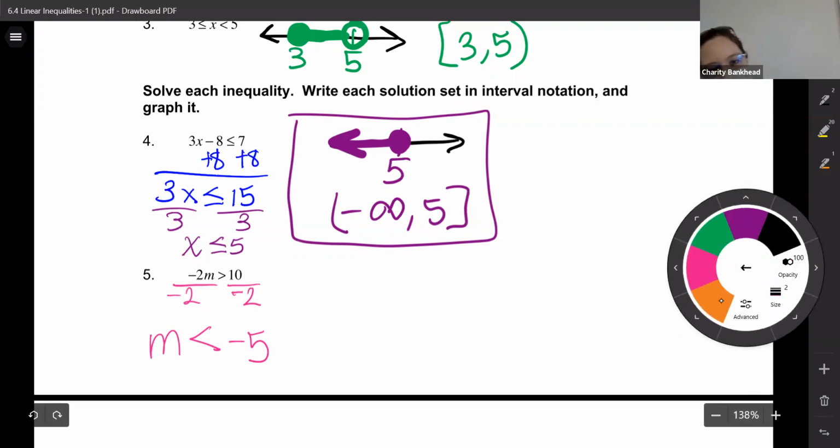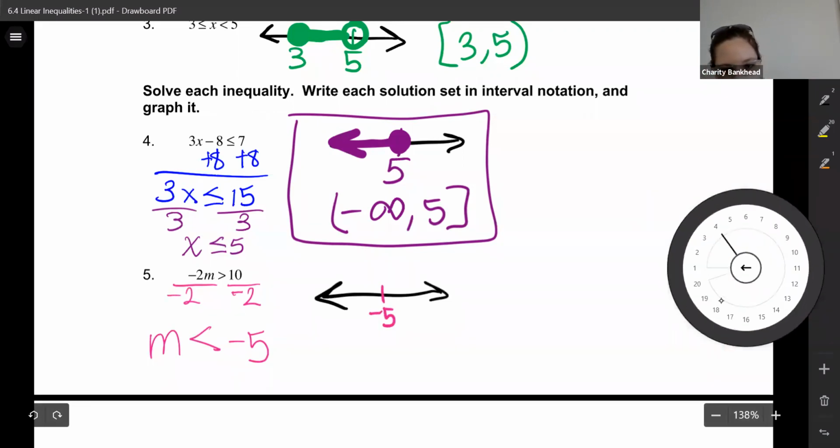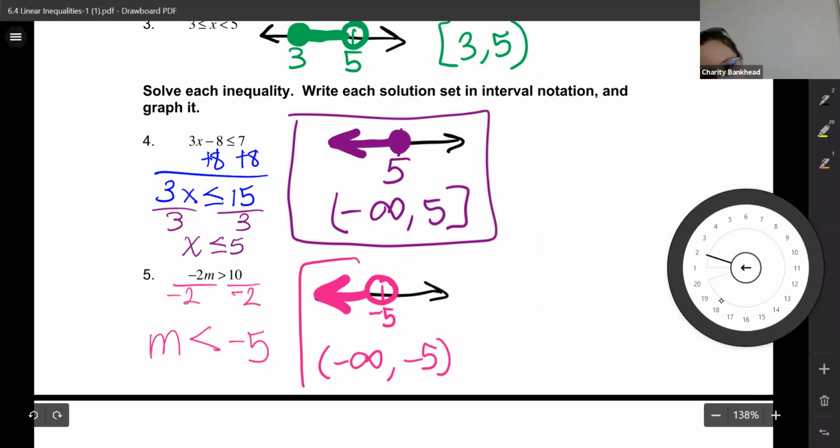All right, and then we're going to do the number line with a -5 on it. And that's going to be an open circle because it doesn't have the or equal to. And then we're going to shade it to the left. Then we're going to do the interval notation, negative infinity, comma, -5 with parentheses.